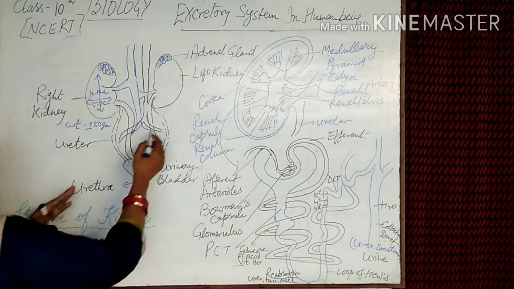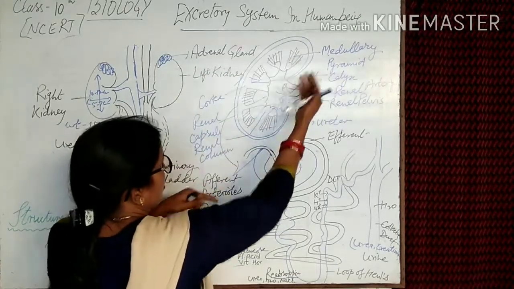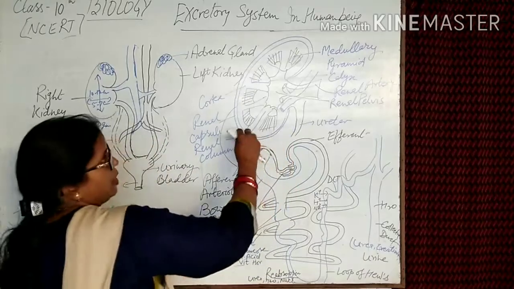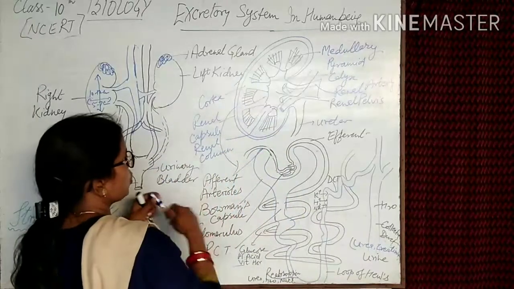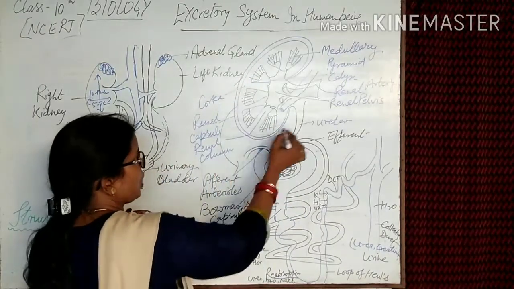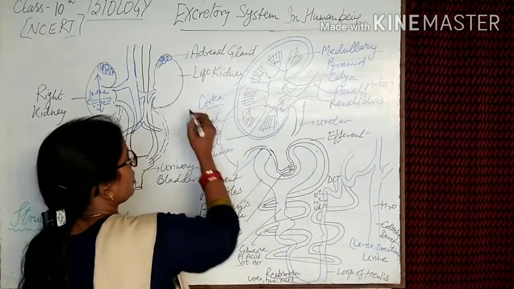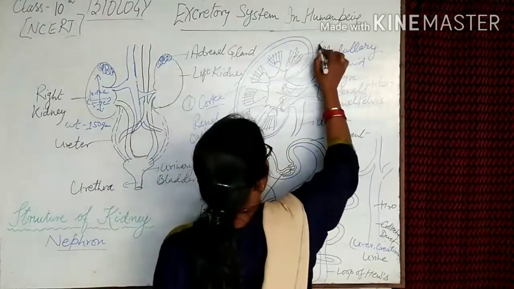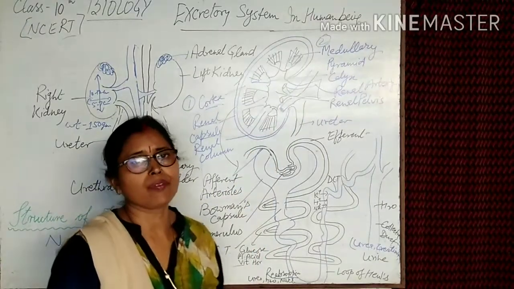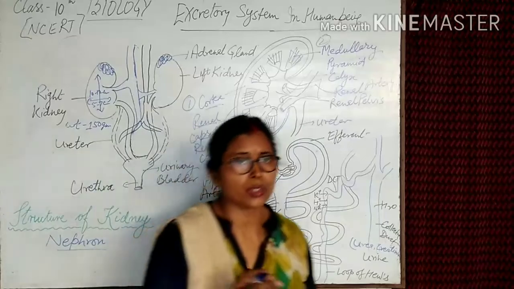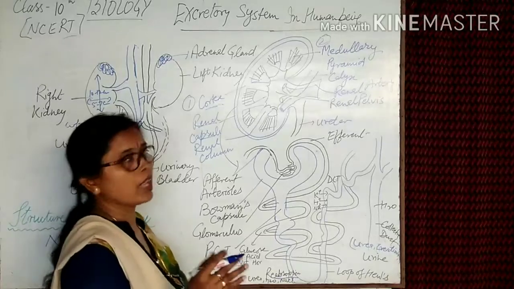Firstly, this is the kidney, and this is the longitudinal section of the kidney. The outer layer is the renal capsule, a thin capsular structure, and the outer region is known as the cortex. The kidney is divided into two parts, first the cortex and second the medulla, and both contain millions of functional units called nephrons. The nephrons are of two types.